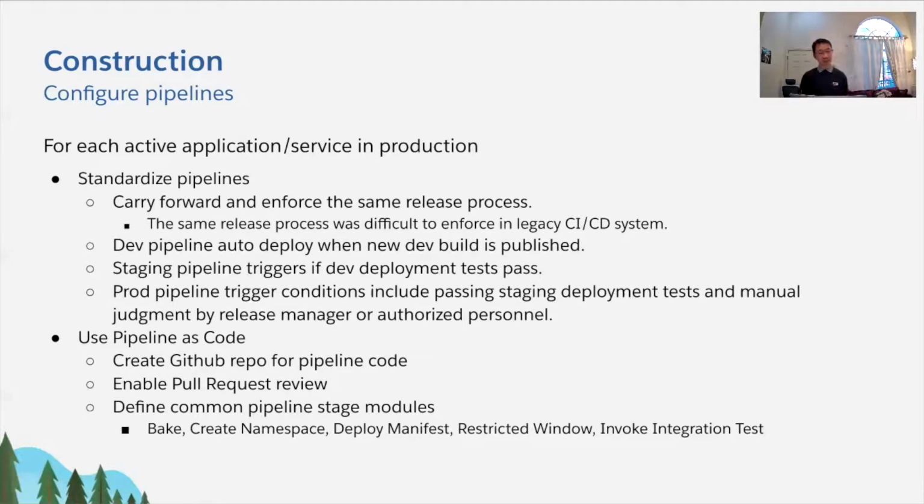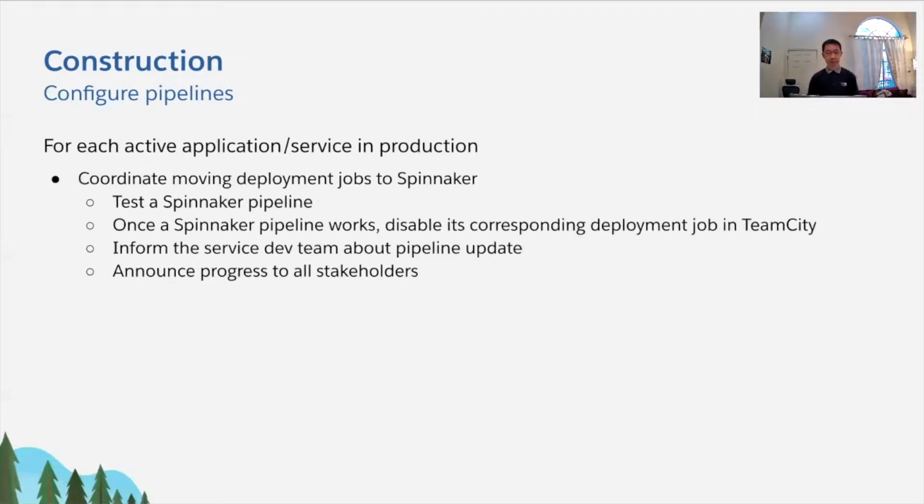Another key aspect of construction is to use pipeline as code. We create a GitHub repo for pipeline code. We enable pull request review and define common pipeline stage modules. For example, baking, create namespace, deploy manifest, restrict window, and invoke integration tests.